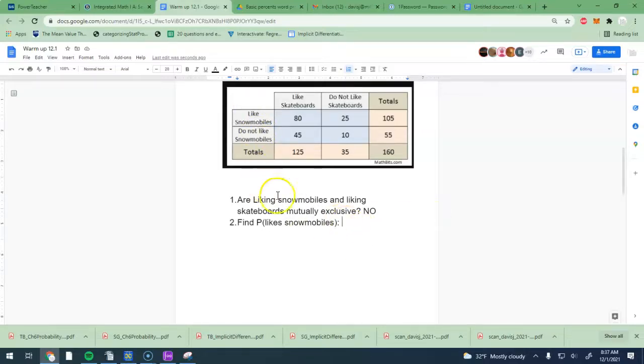Probability of liking snowmobiles, so again, I'm not narrowing that down, I'm just saying in general, what's the probability that someone likes snowmobiles? So it's 105 out of, there's 160 total. Those two good?